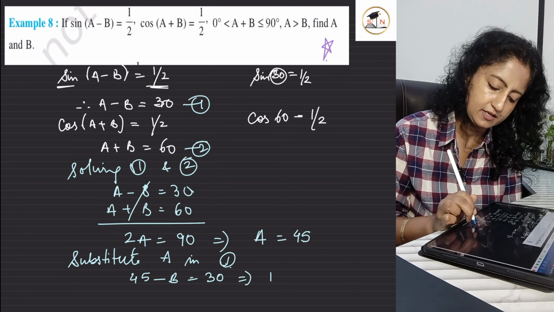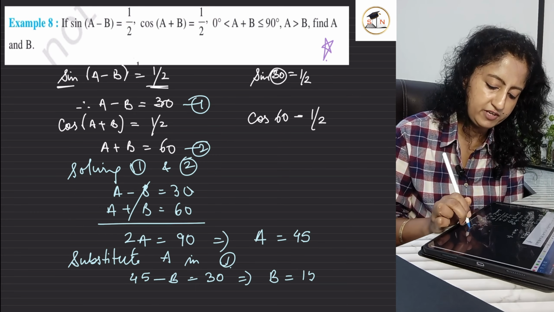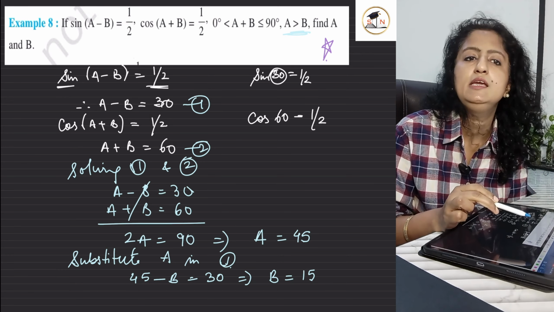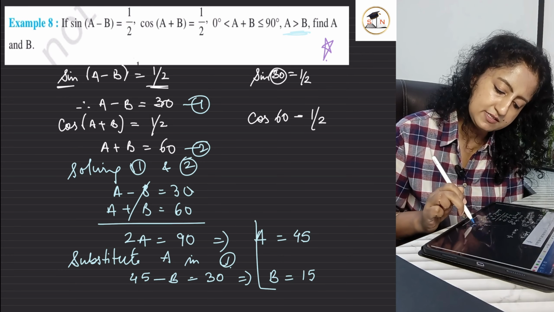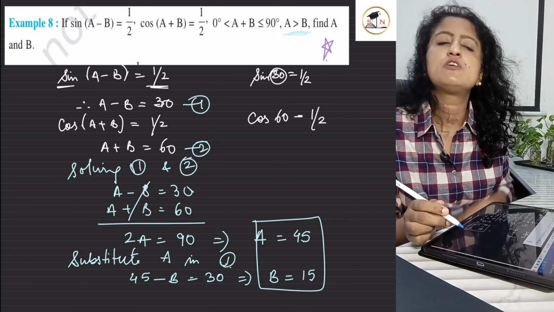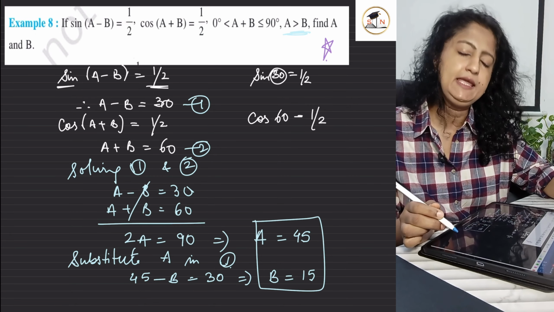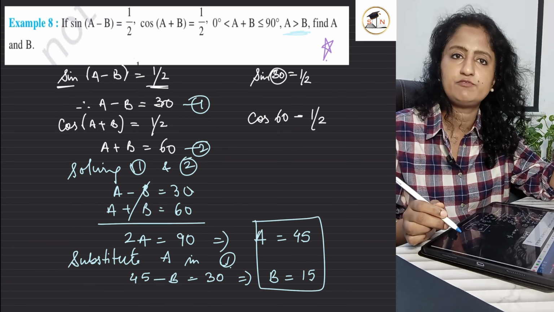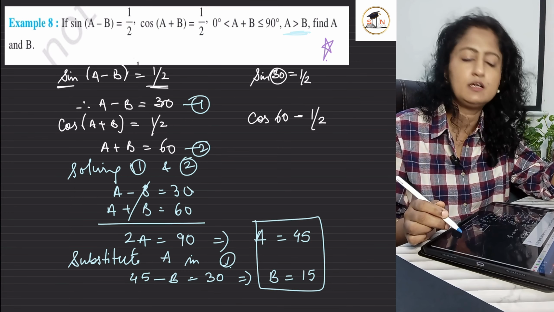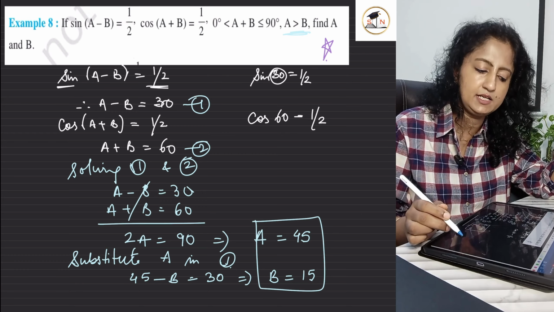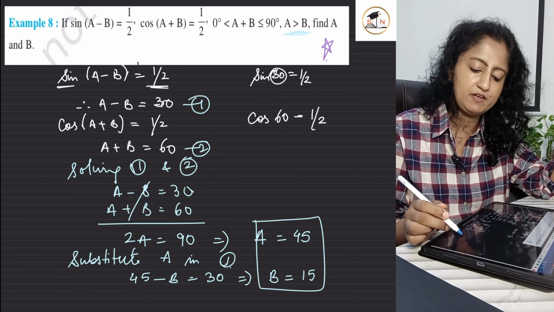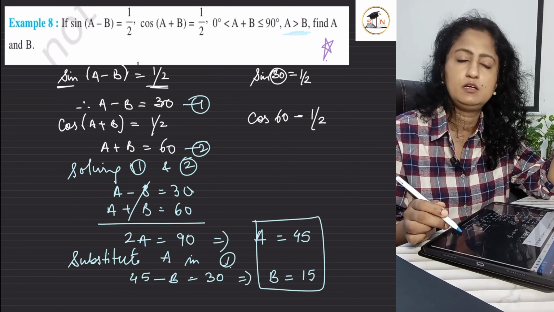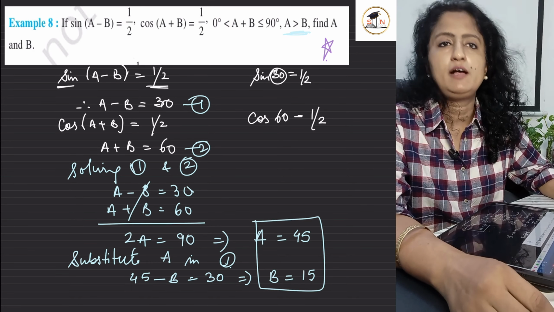अब यहां से क्या आ जाता है? b equals 15. और क्वेश्चन में क्या गिवन था? a is greater than b, right? और वही आया हमारे पास. So we have got the values of a as 45 degrees and b as 15. You can verify a minus b, 45 minus 15, 30, right? Sin 30 half tha. Then second relation was a plus b, 45 plus 15, 60, cos 60 bhi half tha. And hence we have got the values.